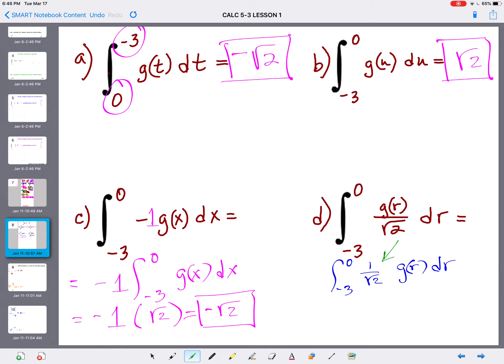I'm going to bring it in front then. Here we go. 1 over √2 times the integral -3 to 0 of g of r dr. That's going to be 1 over √2 times this right here. They gave it to us, times √2. Hey, 1 over √2 times √2, that's just 1.